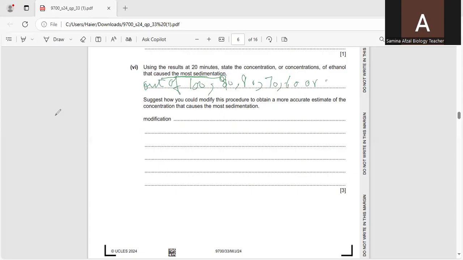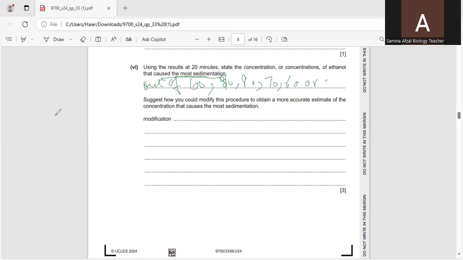How yet you can improve to get more sedimentation. So here you can give the idea, because first of all you need the results. From the results you will come to know in which concentration the sedimentation was high. So according to those results you can make a better decision, or you can modify your results.